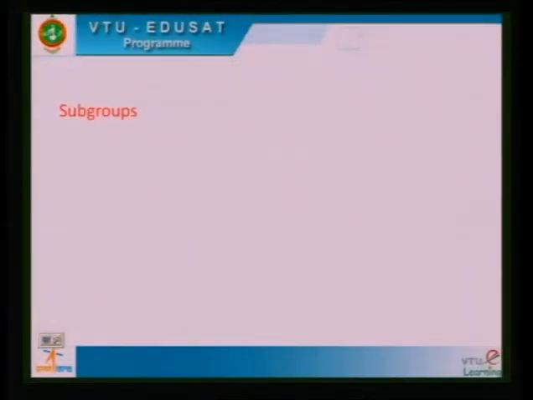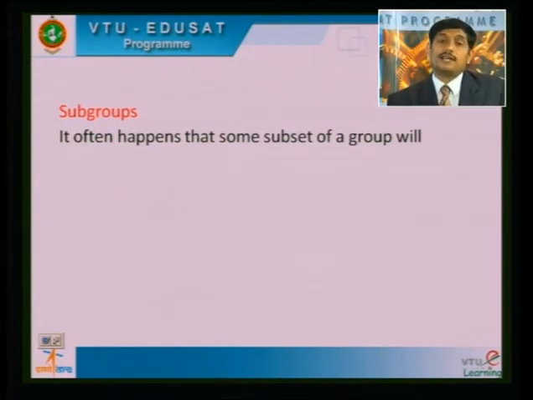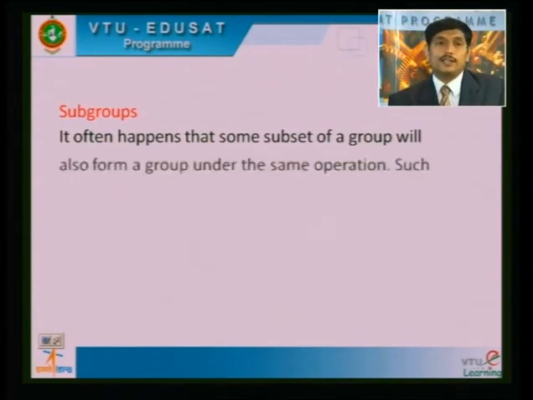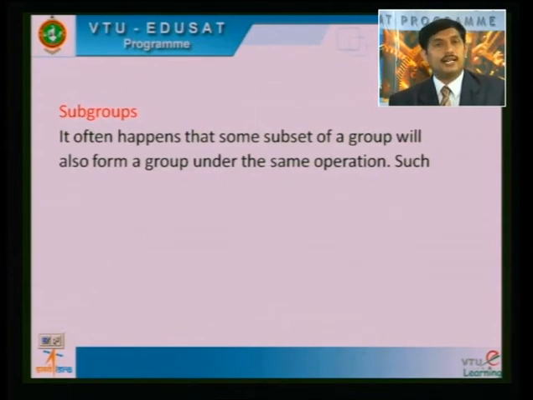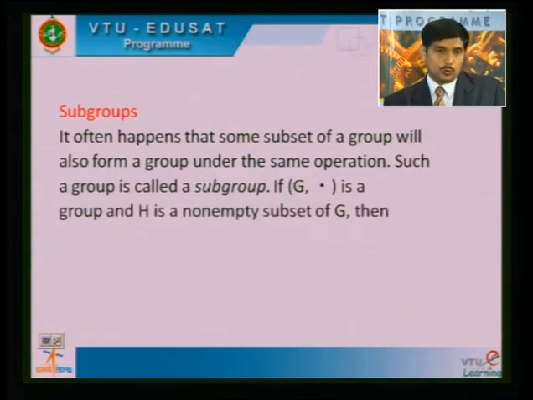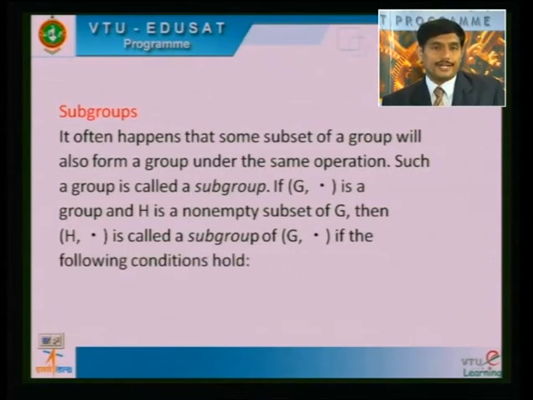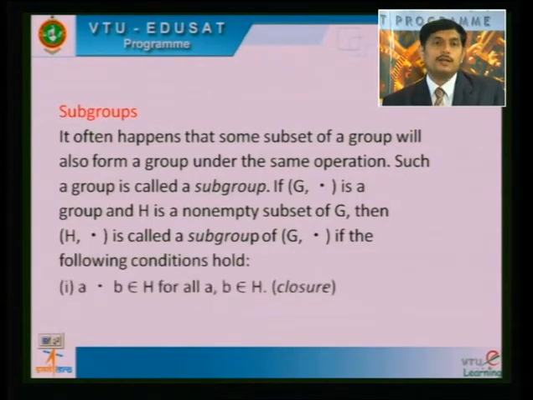There is another example. Next we will discuss the subgroup. We discussed the group properties, now we go to subgroup. It often happens that some subset of a group will also form a group under the same operation. Such a group is called a subgroup. If (G, dot) is a group and H is a non-empty subset of G, then (H, dot) is called a subgroup of G if the following conditions hold.